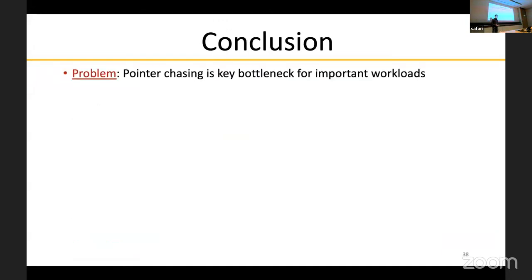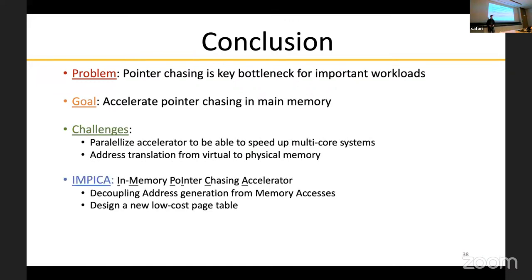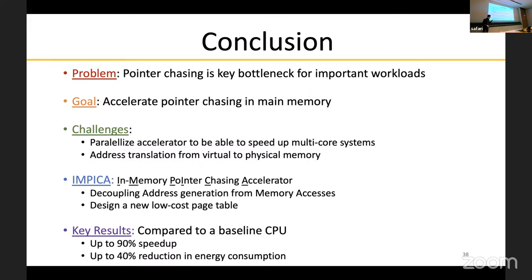So the problem was that pointer chasing is a key bottleneck for most important workloads. The goal was to accelerate those pointer chasing operations in memory. There were the challenges of parallelizing the accelerator and the address translation. Impica solved those two problems by decoupling the address engine and the access engine. And it also designed a new, smaller region-based page table. The key results were up to 90% speed up and 40% energy reduction.